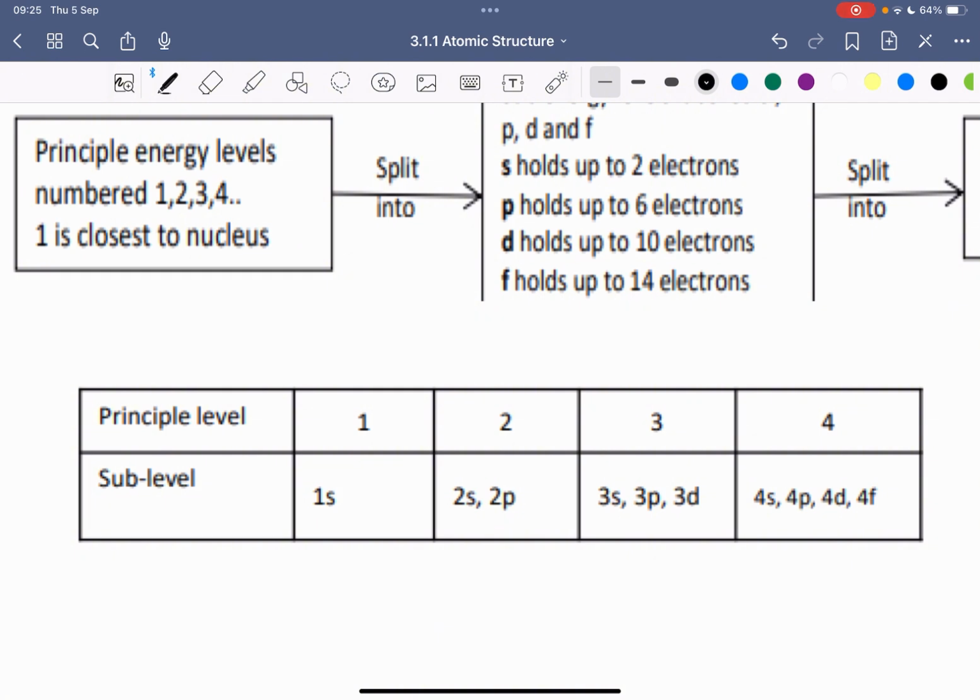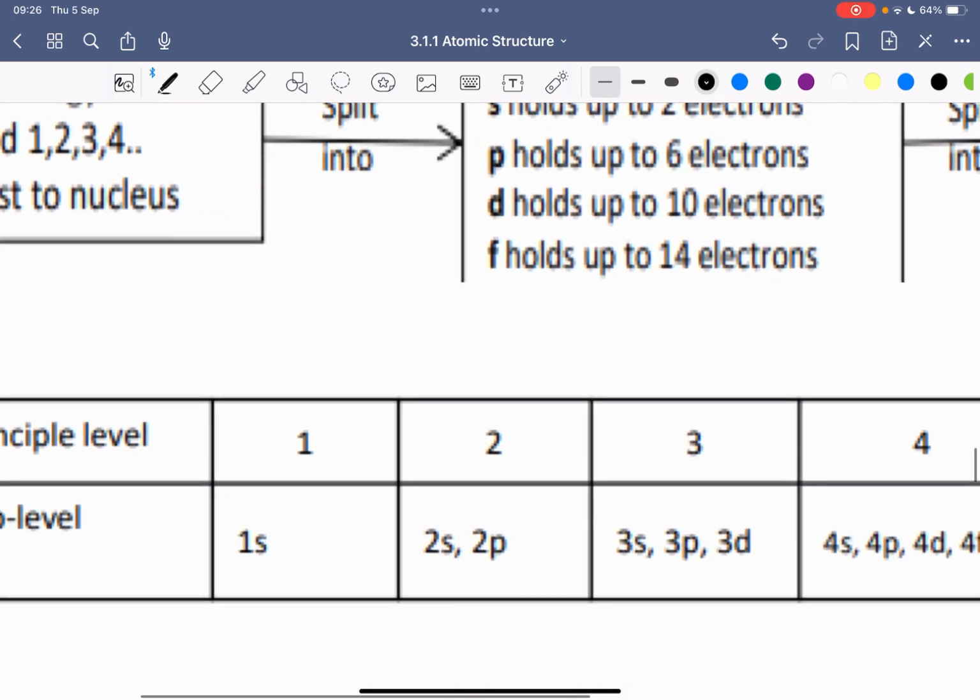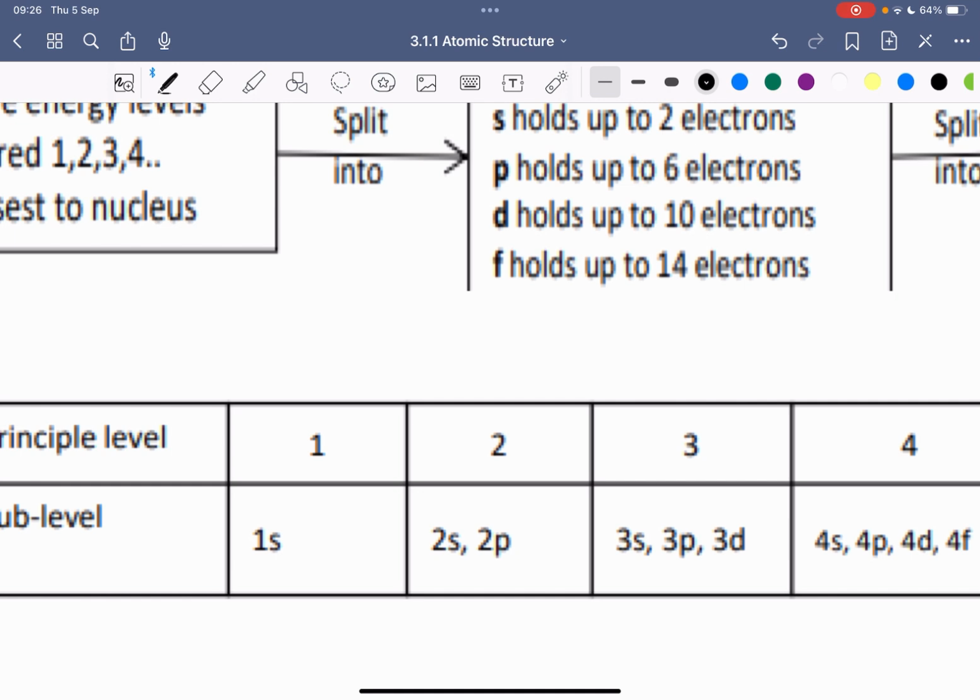Here we can see that the first shell only has 1 subshell, and it's S. The second shell has 2 subshells, an S and a P. We know that a P has 3 different orbitals, so it can hold up to 6 electrons. So this one can hold up to 2, this one up to 2, this one up to 6, and the reason is that there are 3 orbitals, and each orbital can hold 2 electrons. So 3 times 2 is 6.